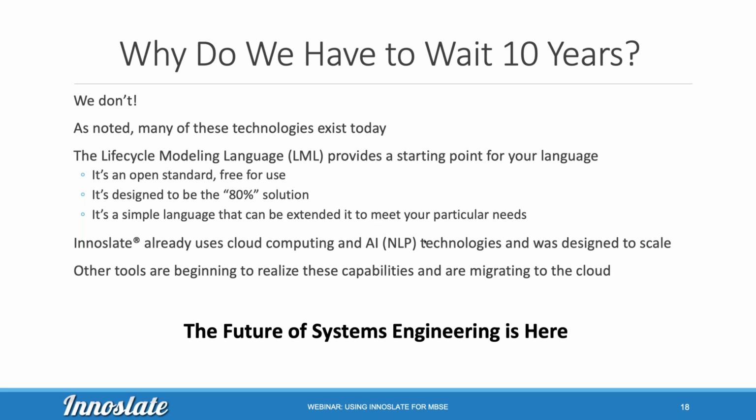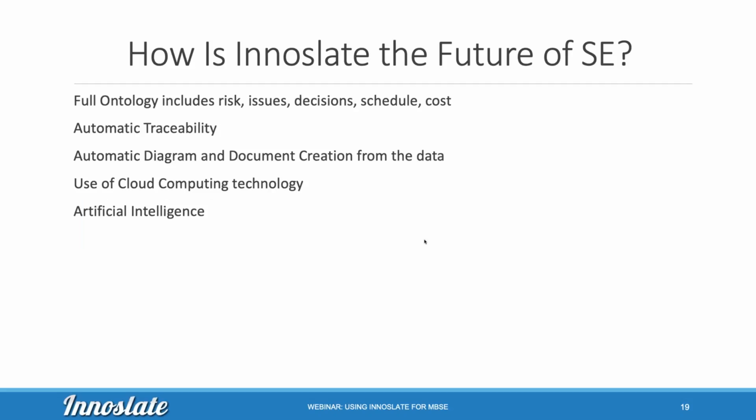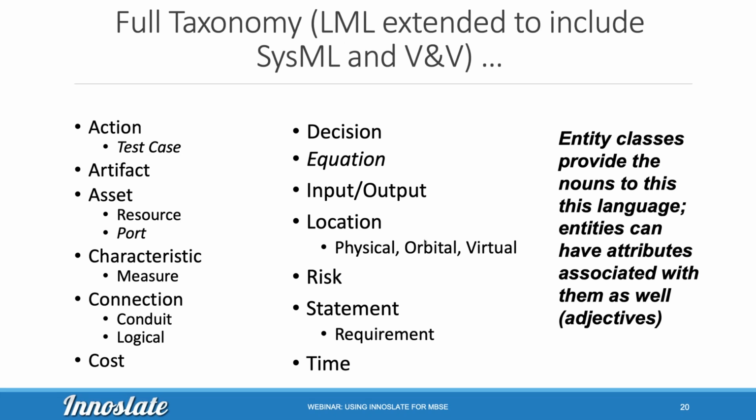The future of systems engineering is here because Innoslate already has all those features that people are looking for. So how is it the future? It starts with a full ontology, includes risks, issues, decisions, schedule, cost. It has automatic traceability capabilities, automated diagram and document creation from data. You can use the cloud computing technology. And of course, we have AI and our natural language processing. So I'm going to hit all those briefly in slides, and then I'm going to have some time to show you the actual tool itself, so this isn't just slide view graph engineering. Full taxonomy.